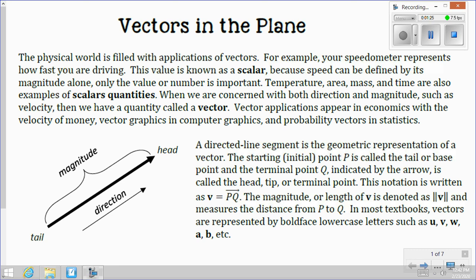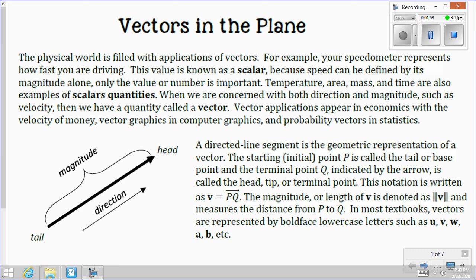The geometric representation of a vector is basically a ray or directed line segment. The starting or initial point P is called the tail or base point, and the terminal point Q, indicated by the arrow, is called the head, tip, or terminal point. Now, I tend to like to use initial point and terminal point because we use those same words with the unit circle, so we're just familiar with those.